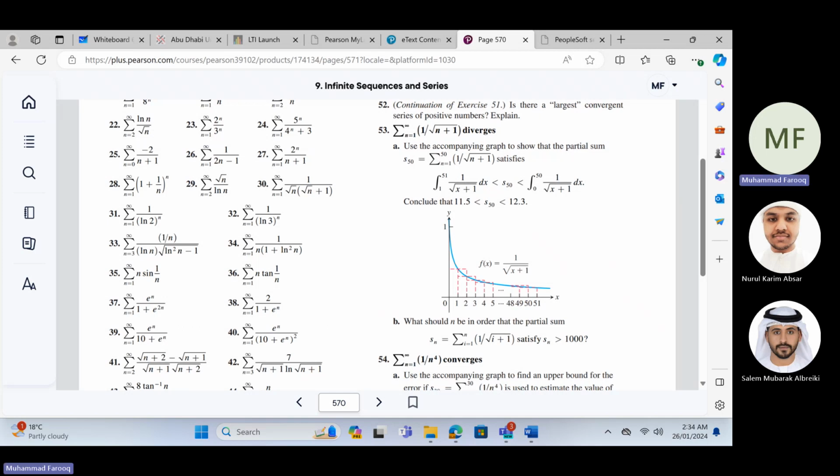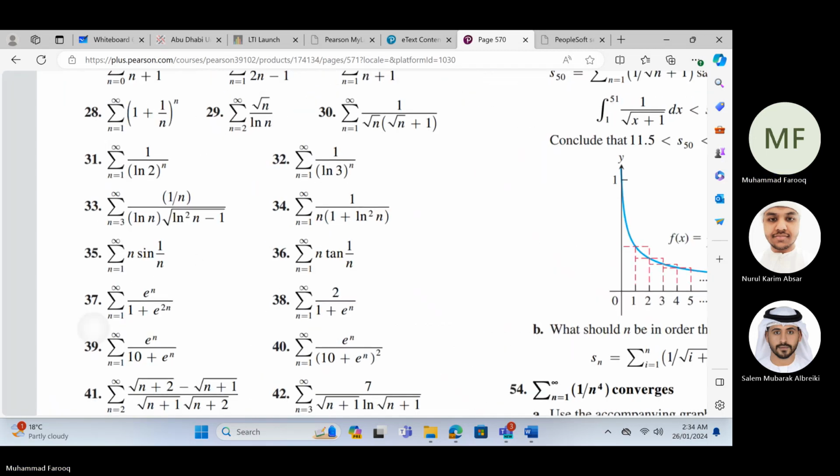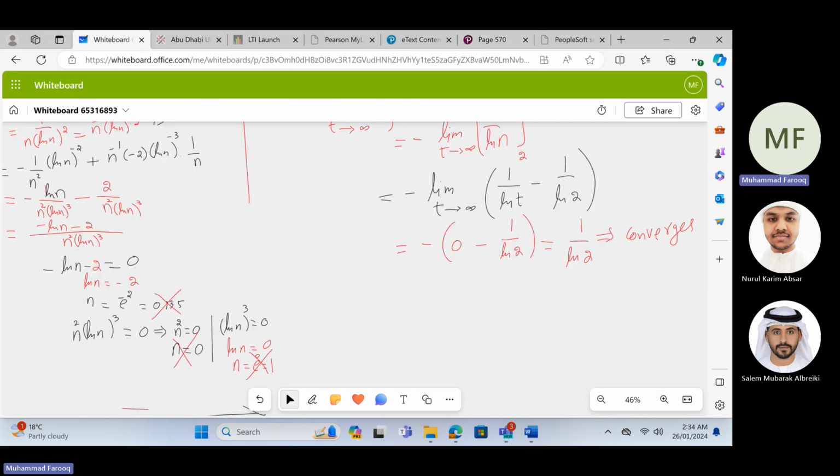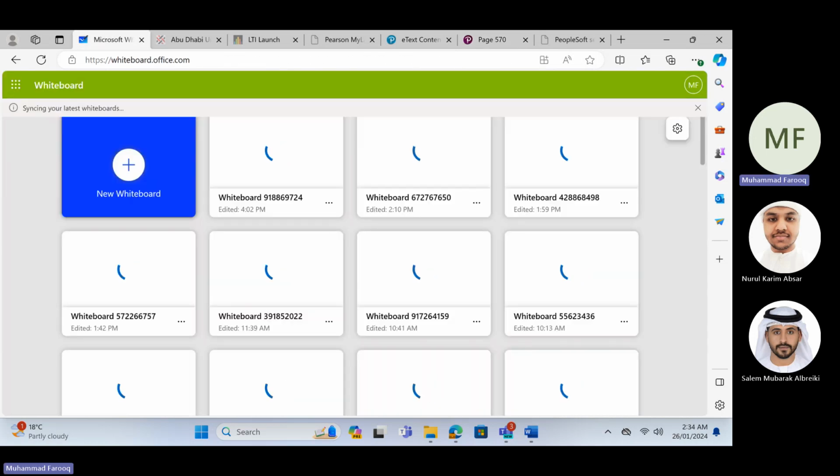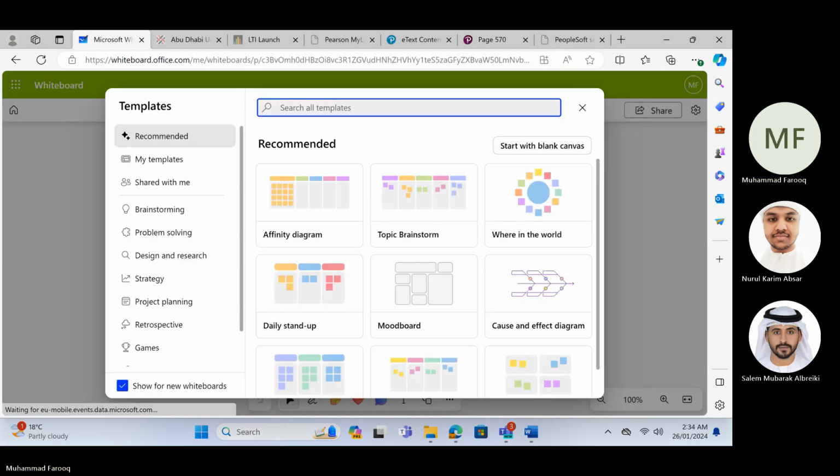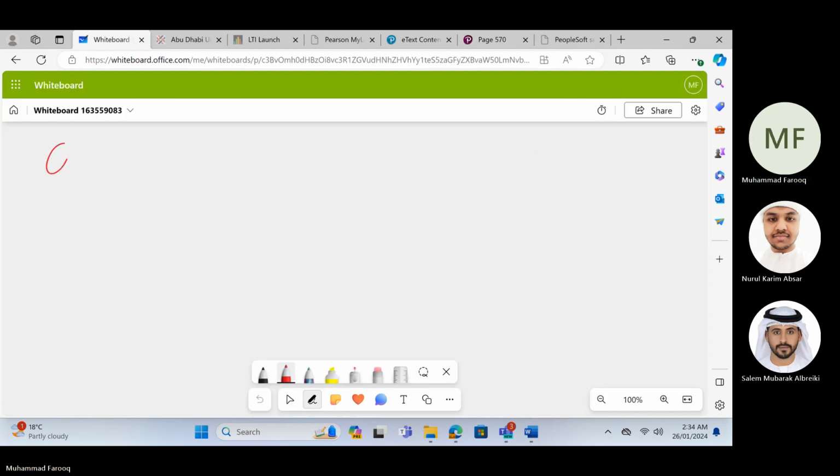37. The sum from n = 1 to infinity of e^n divided by 1 plus e^(2n). By using the integral test, you have to check whether this series converges or diverges. 37, please. Let me take a new page.